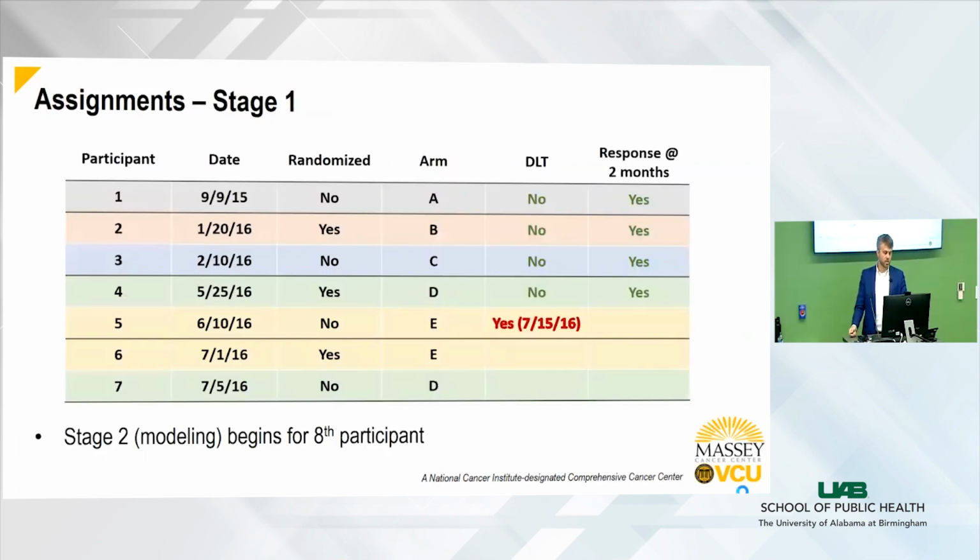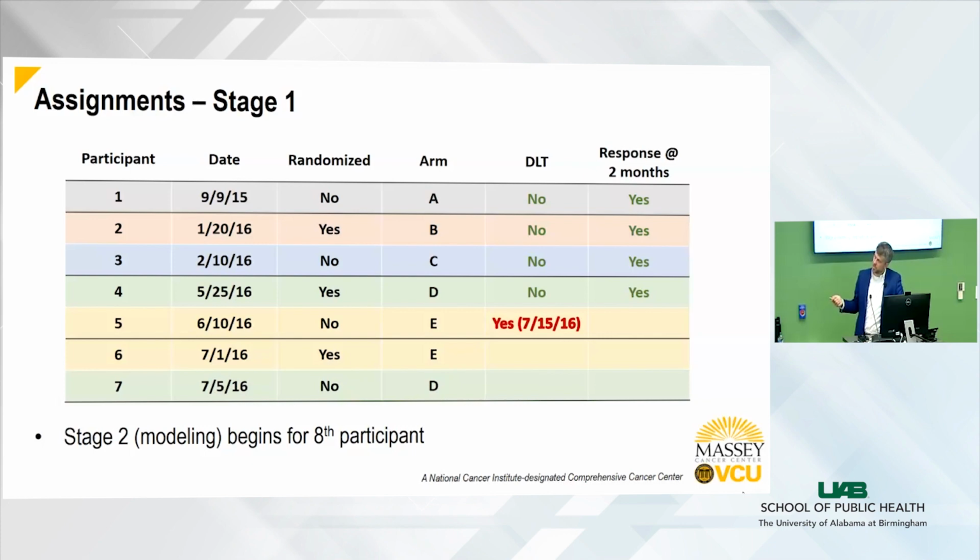So this is the actual assignments for stage 1. The reason I'm showing you this is just to show you what happened, but also you can look at dates for when things happened. So we started this 9/9/15. No randomization for that first one. It's just assigned to A, no DLT, and had a CR at 2 months, or a PR at 2 months. So we had a response.